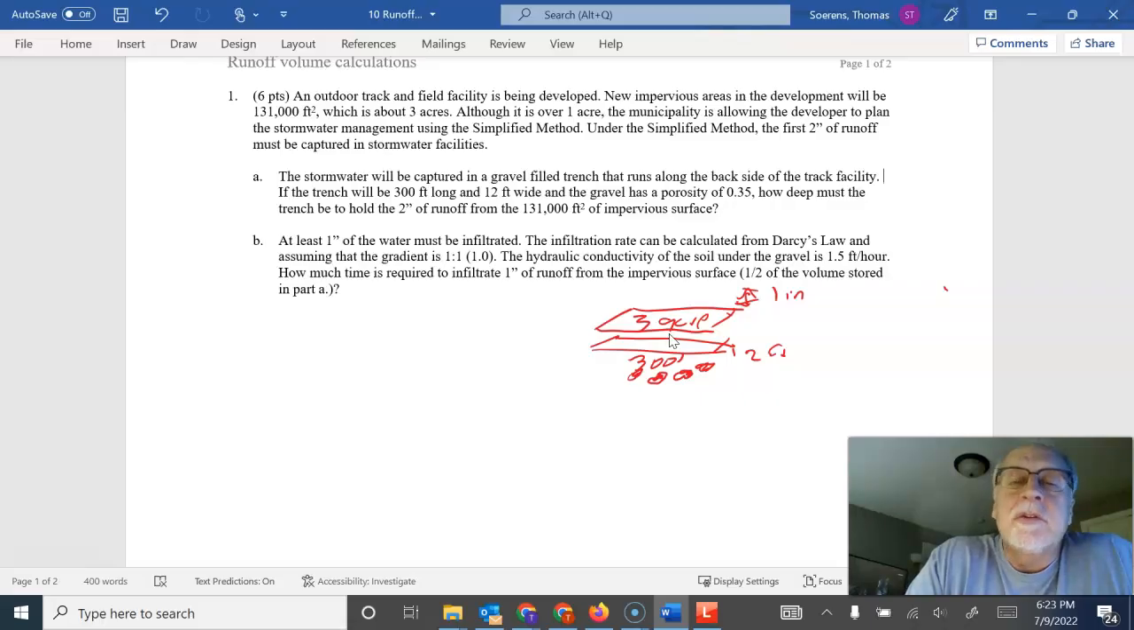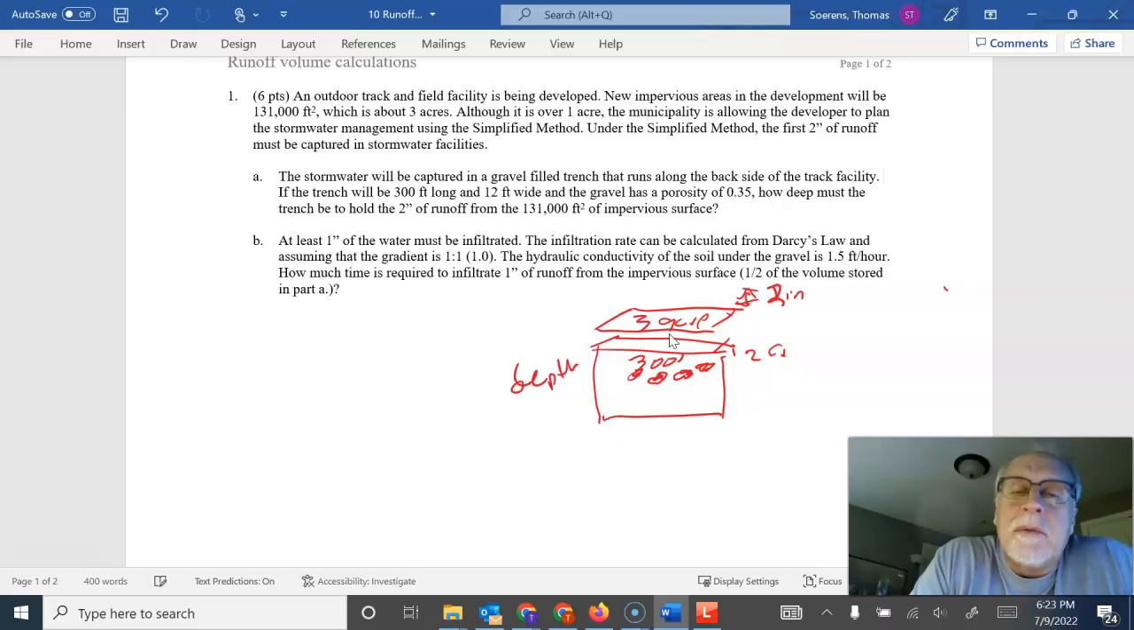So you have 2 inches of runoff, I wrote that wrong, 2 inches of runoff on the 3 acres. Multiply that together, you get a volume. Then you got to put that volume into this trench, and so you have to figure out how deep it needs to be. So the total volume of this, which is the 300 feet by 12 feet times the depth times 0.35, is the volume available for water. So you need to solve for the depth of that. That's a question mark, by the way.